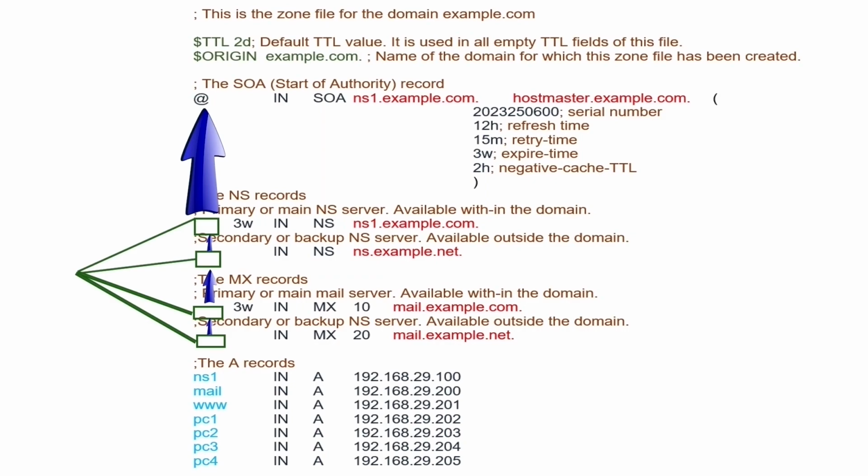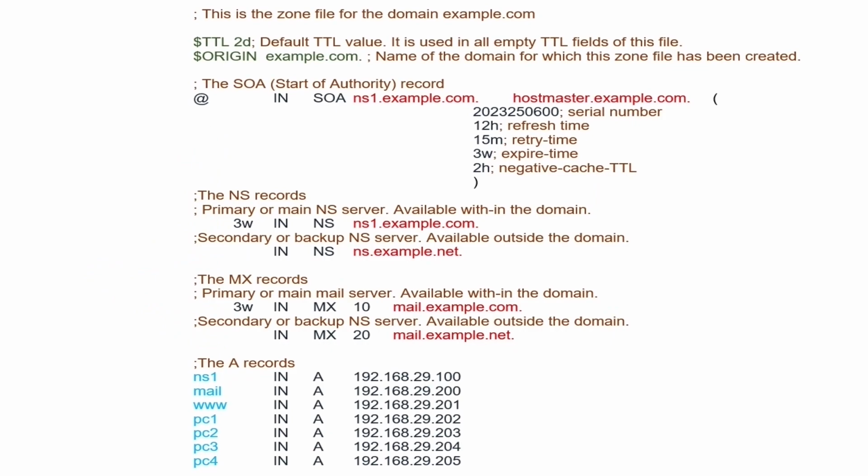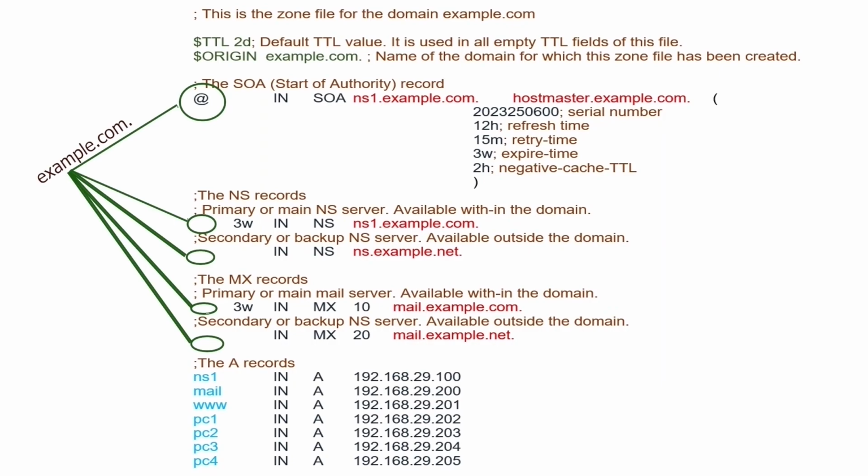If you use a blank space or leave the name field empty, DNS uses the previous record's name field's value. If we talk about this file, DNS will use the value example.com in the name field of these records. Let's understand how DNS will process the name fields of these records.